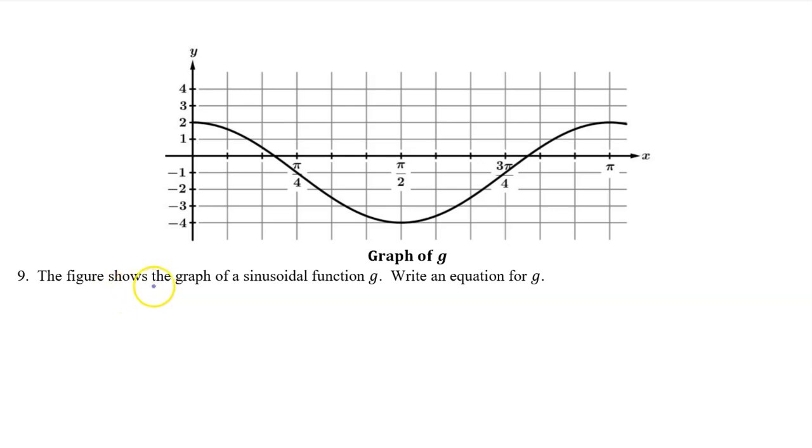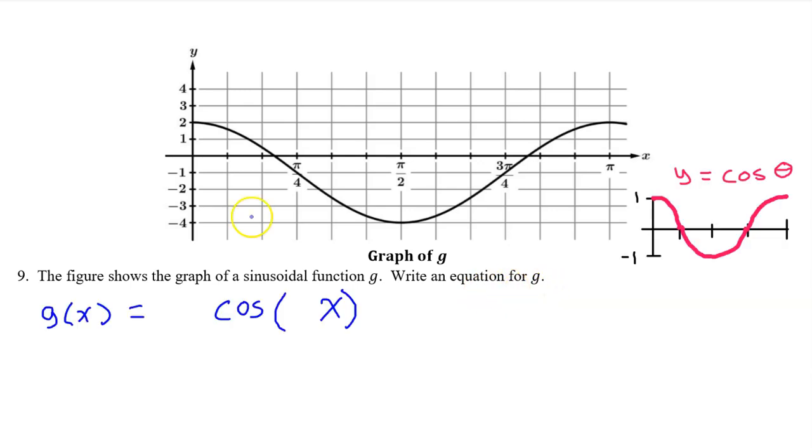Number 9. The figure shows the graph of a sinusoidal function g. Write an equation for g. The graph of g has a shape that matches the parent function y equals cosine theta. So let's use a cosine function to model g, and we know that the a value will be positive because g is right side up compared to the parent function.